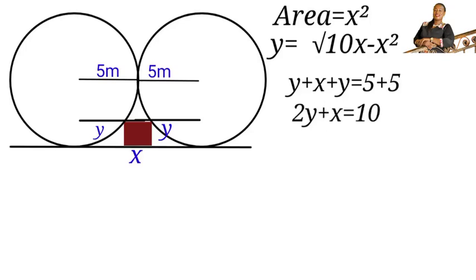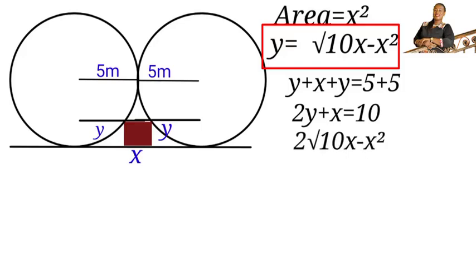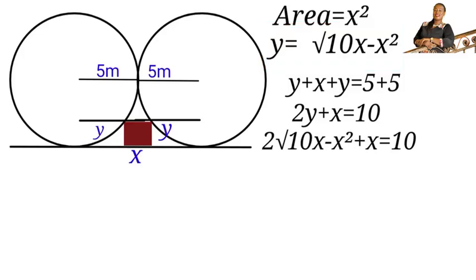Now let us substitute y that we got, that was y equals root of 10x minus x squared. So when we substitute, we have 2 root of 10x minus x squared plus x equals 10. Now let's go ahead and solve for x. Let us subtract x from both sides. We will have 2 root of 10x minus x squared equals 10 minus x. Let us square both sides.